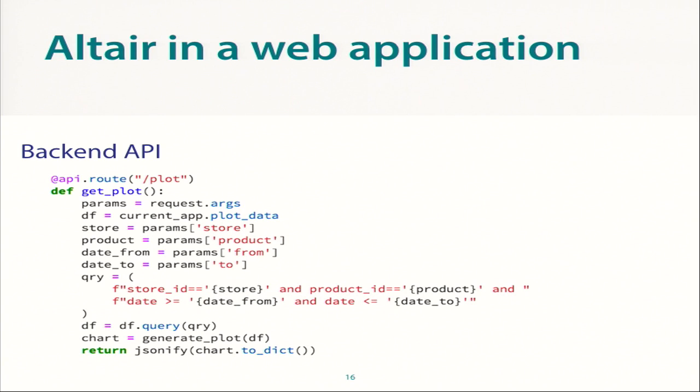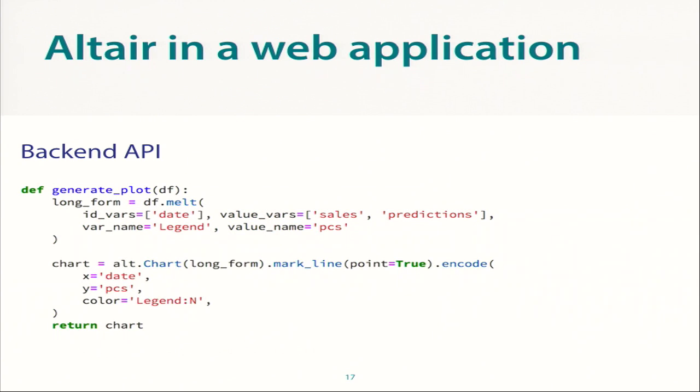The actual function to get the Vega specification can look like this. We pass our query arguments: the product, the selected store, and the date range. And then we use pandas query functions to select only that part of the data frame we need and create our plot.